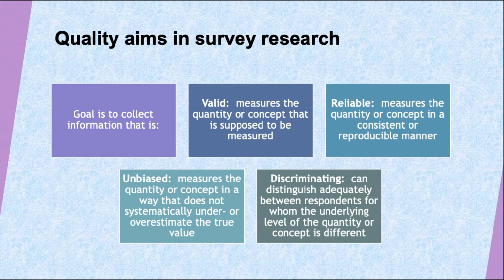So there are quality aims in survey research. The goal is to collect information that is, first, valid, meaning it measures the quantity or the concept that is supposed to be measured. And second, reliable, which means it measures the quantity or the concept in a consistent or reproducible manner. I have already discussed these concepts, but I will give a brief description again. Validity means that the question really measures what it is supposed to measure.